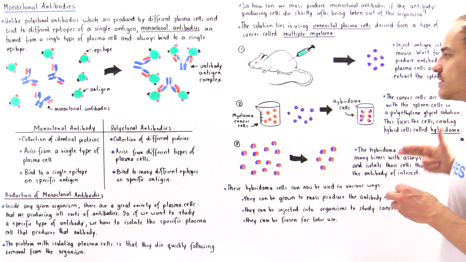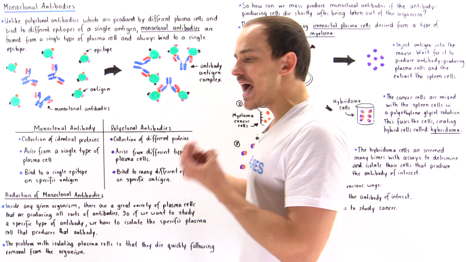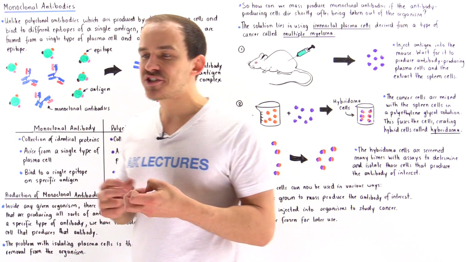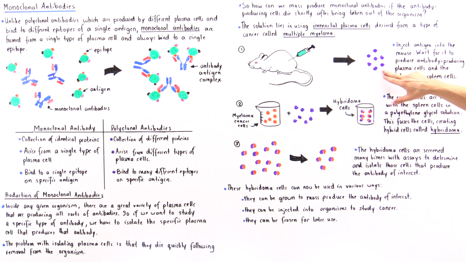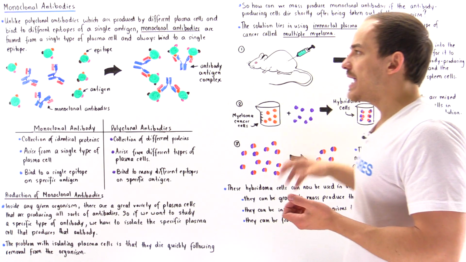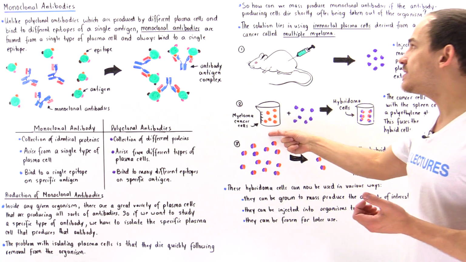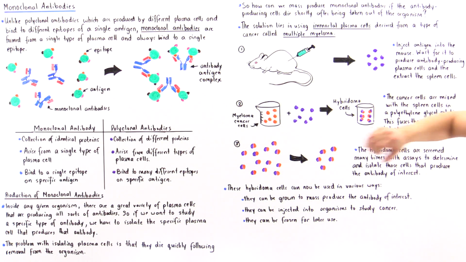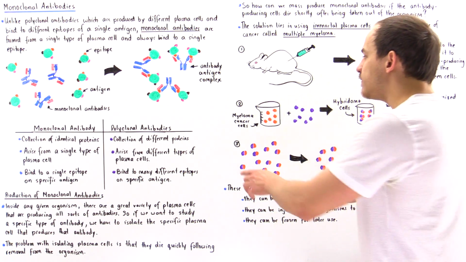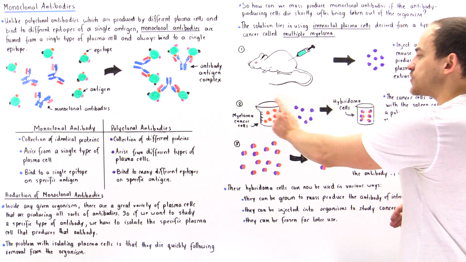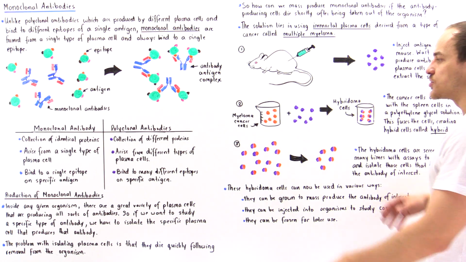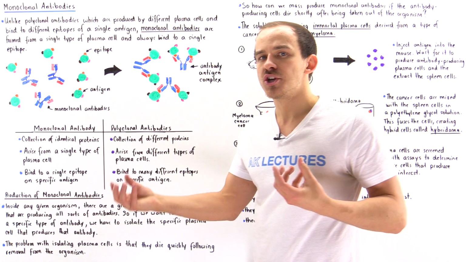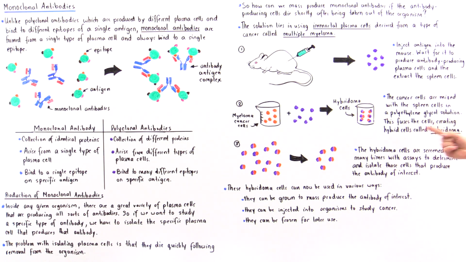Now, in the second step, we want to transform them into cancer cells. And the way that we transform these normal, healthy spleen cells into cancer cells is by mixing them with the multiple myeloma cancer cells. So if we mix these orange cancer cells with these normal purple plasma cells, the 2 types of cells will essentially fuse in a solution of polyethylene glycol.